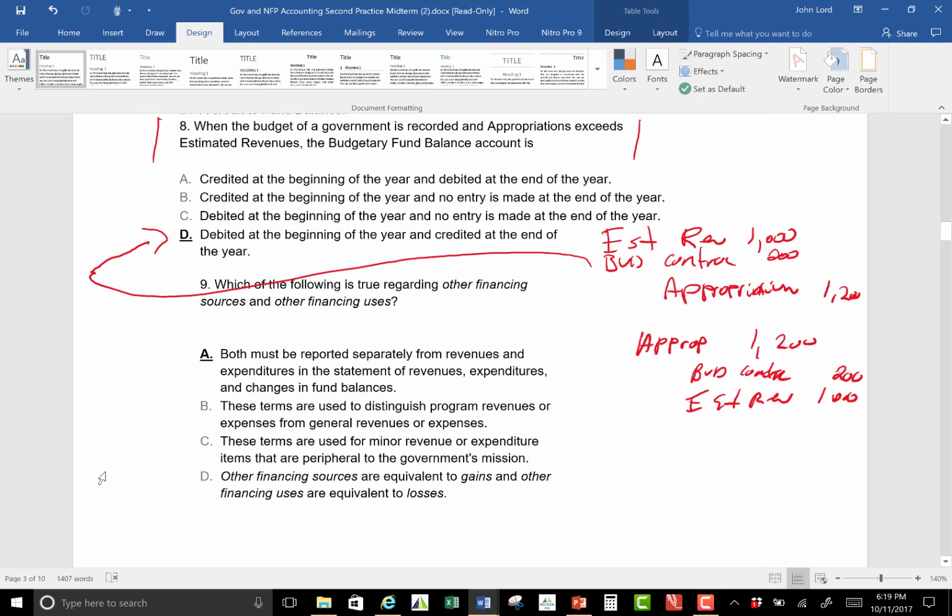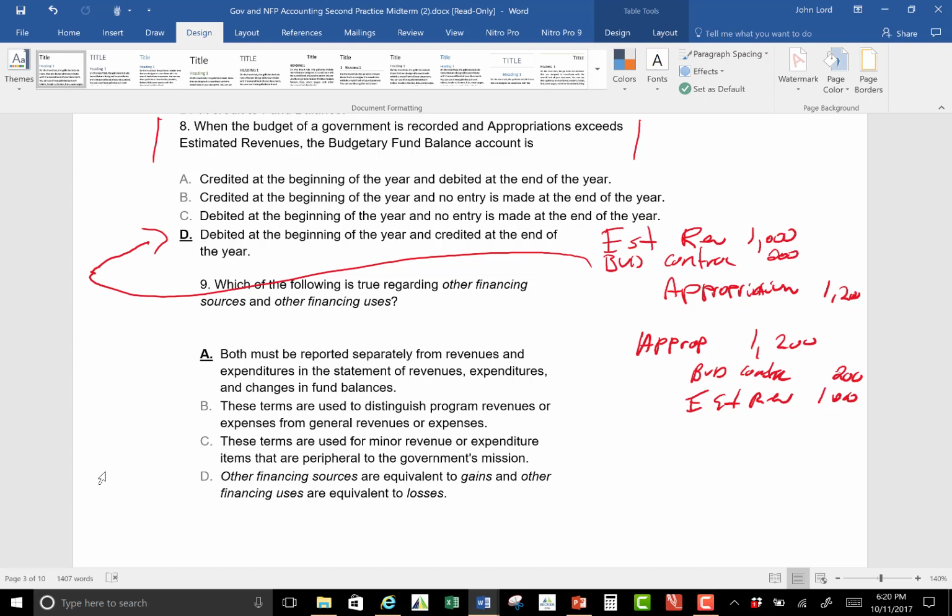Number 9. Which of the following is true regarding other financing sources and other financing uses? And you can see here that the answer is A. Both must be reported separately from revenues and expenditures in the statement of revenues, expenditures, and change in fund balance. In other words, what? We have our revenues minus our expenditures. That gives us the excess of revenues over expenditures. And then we continue going, and there is this sort of non-operating section in which we have our other financing sources and uses in a separate section, right?